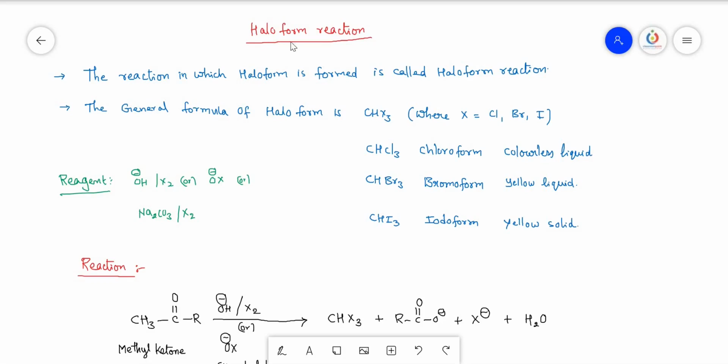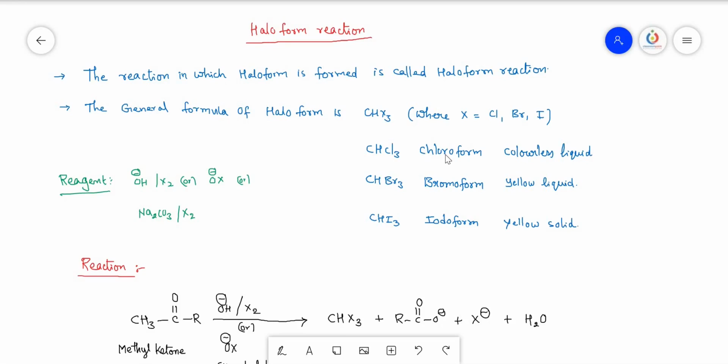In today's session, we shall discuss the haloform reaction with exceptions. The reaction in which haloform is formed is called haloform reaction. Haloform means its general formula is CHX3, where X may be chlorine, bromine or iodine.